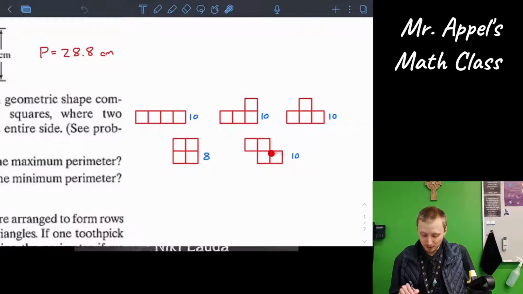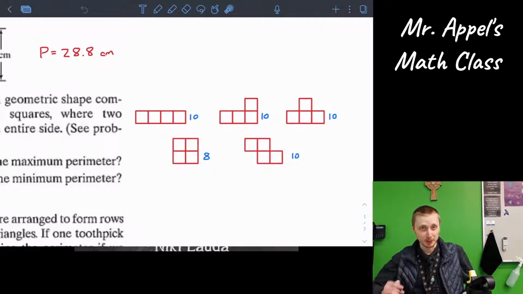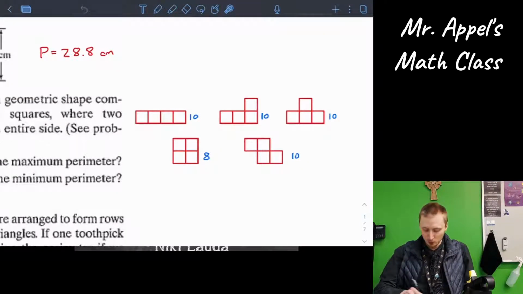So 4 out of the 5 all have a perimeter of 10 units, whatever you want to measure it in. And only the square shape has a smaller perimeter of only 8. So that'd be the minimum possible. So 4-way tie for the maximum.